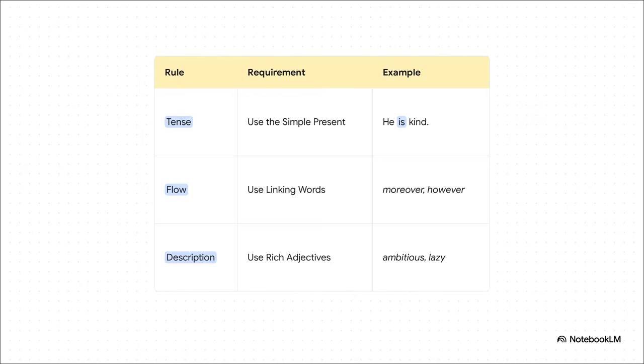Rule number two, use linking words. These are your best friends for creating flow. Words like moreover, however, and as a result connect your ideas and guide your readers smoothly from one point to the next. And finally, rule number three, use rich adjectives. Don't just say a character is nice. Come on, we can do better. Are they ambitious, sensitive, lazy? Being specific makes your analysis so much more powerful.